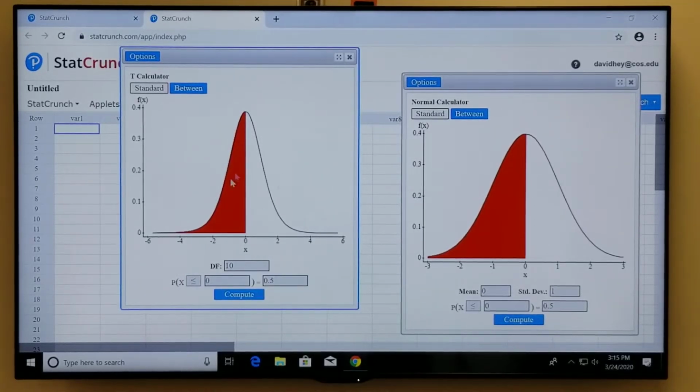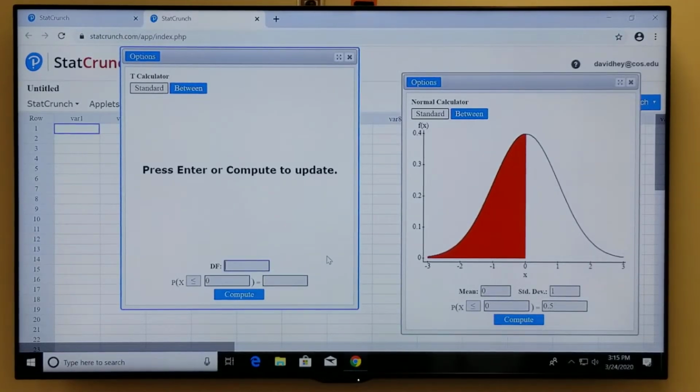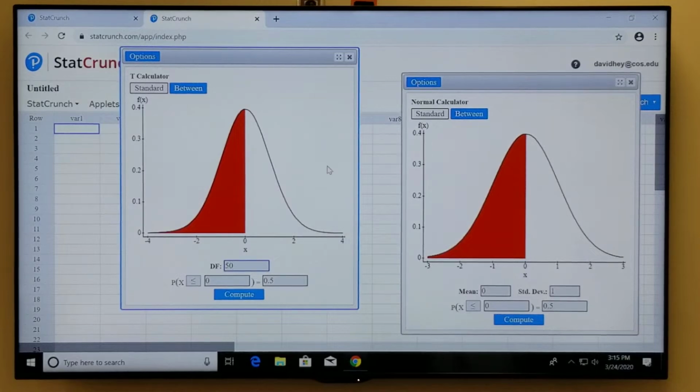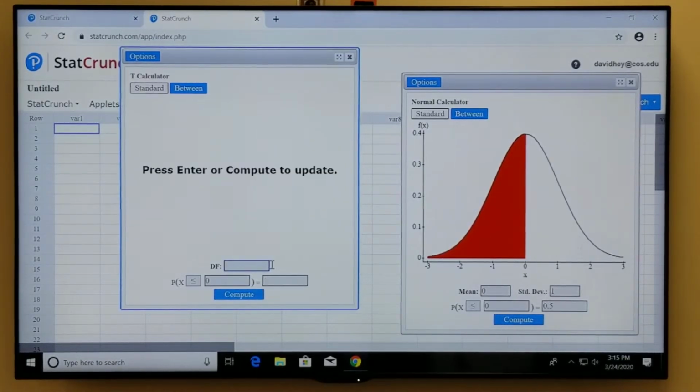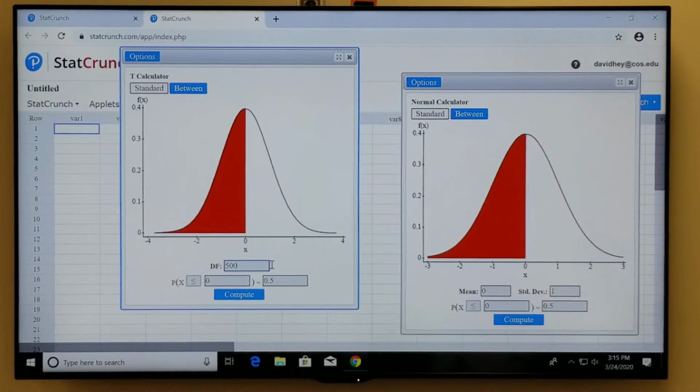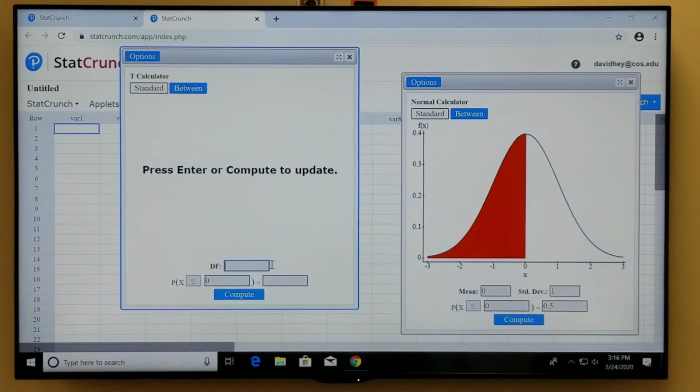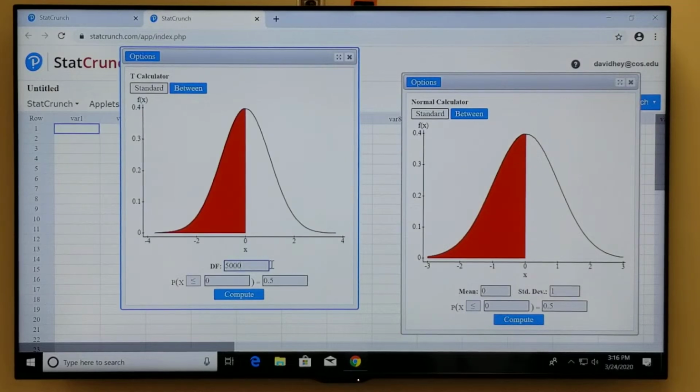The shape of this is going to change depending on the degrees of freedom you have. If you have 50 degrees of freedom, then it starts to look more like the standard normal distribution. If you have 500 degrees of freedom, then it really starts to look like the normal distribution. If you have 5,000, they get more and more similar looking.